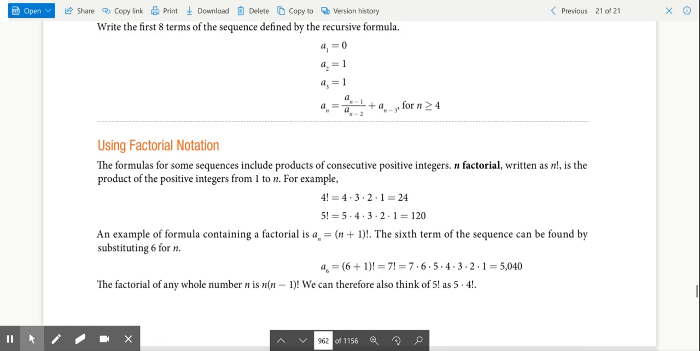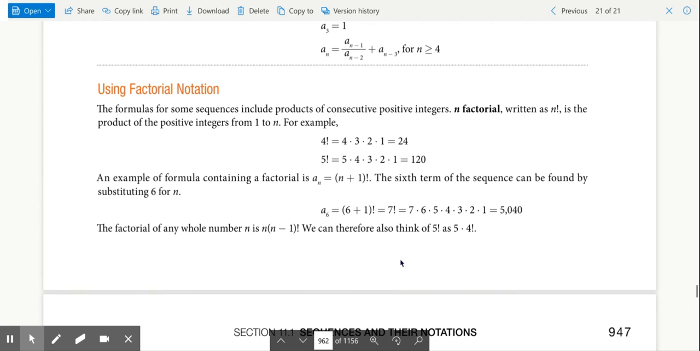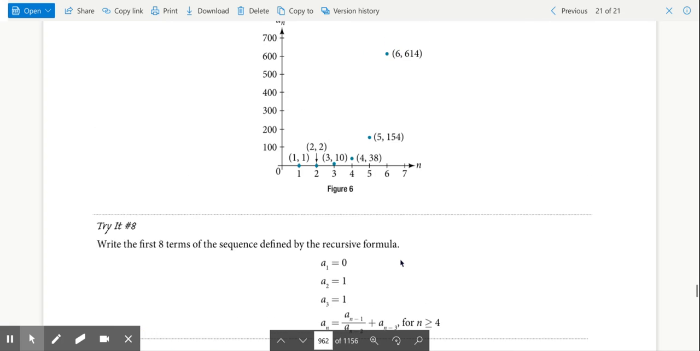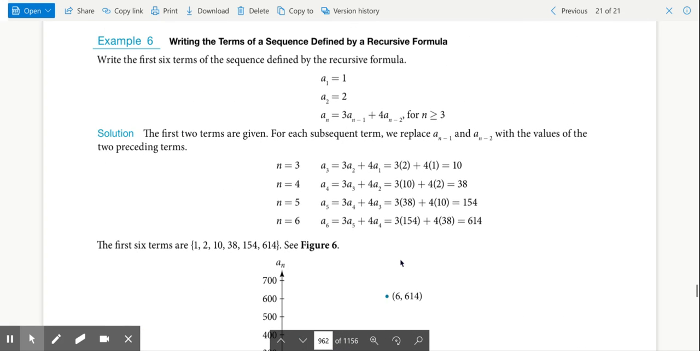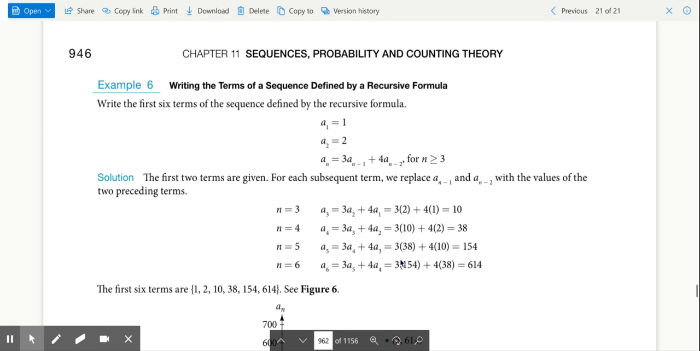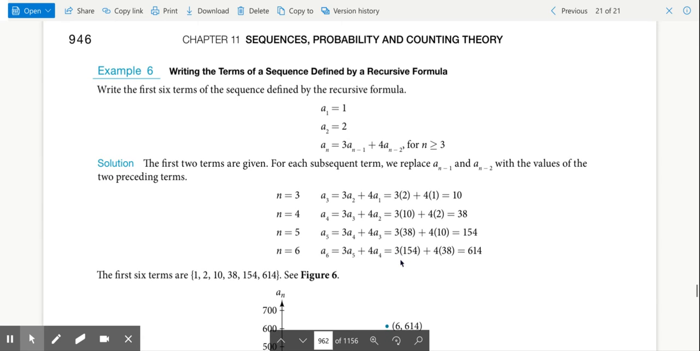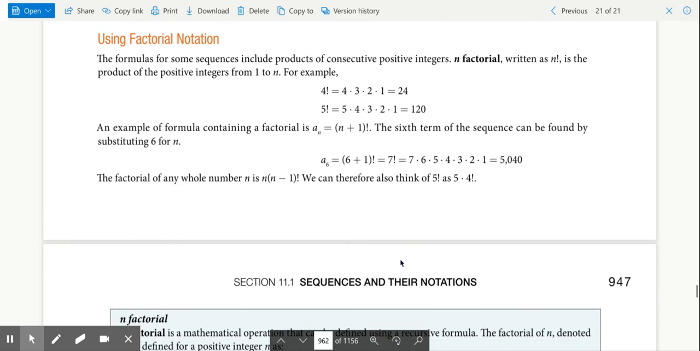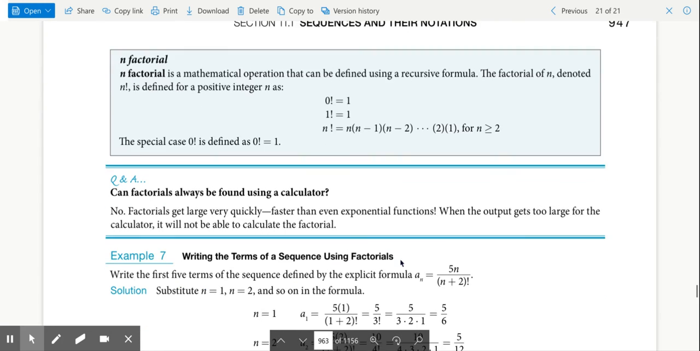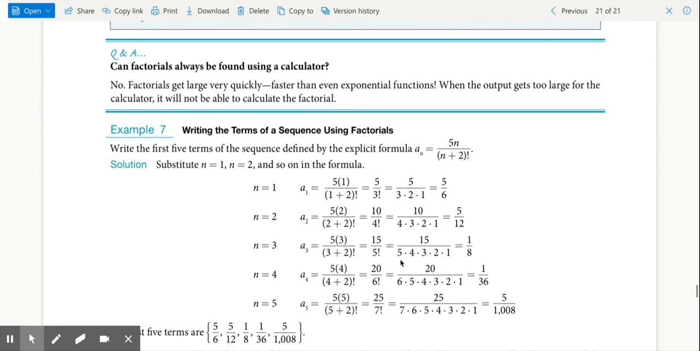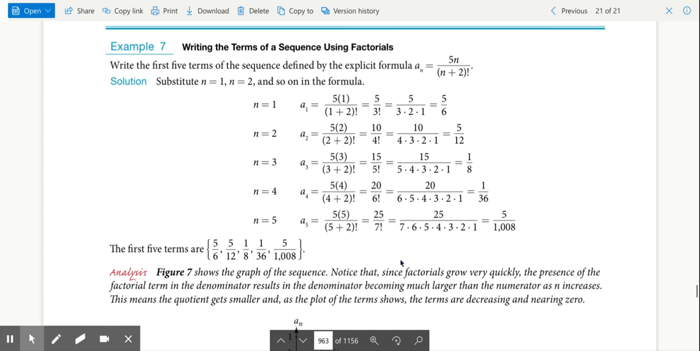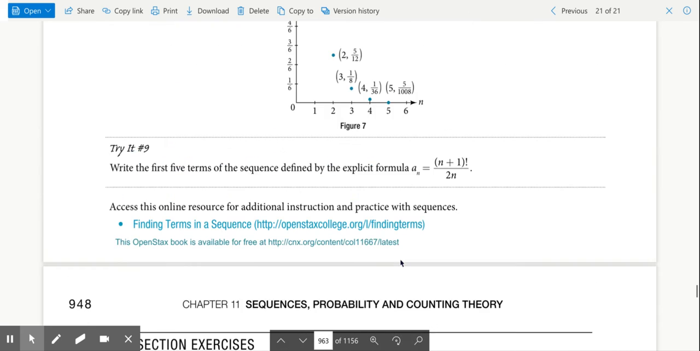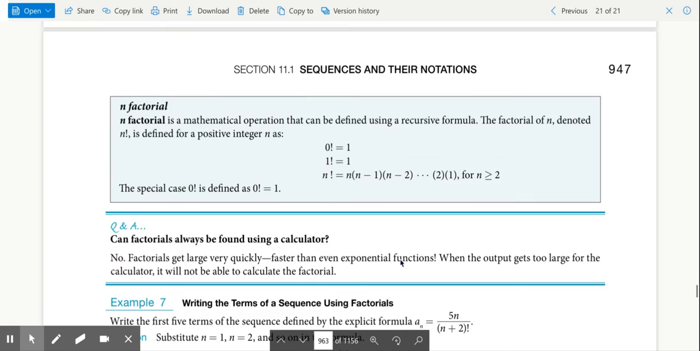Sorry, I'm looking for what I actually want to talk about. Writing a recursive formula is what I'm looking for. I am going to talk about factorials, but I wanted to talk about writing a recursive formula first. But there doesn't seem to be an example for that.